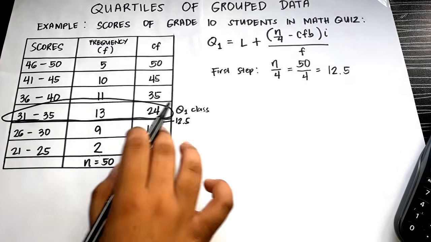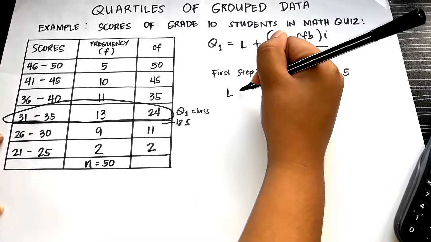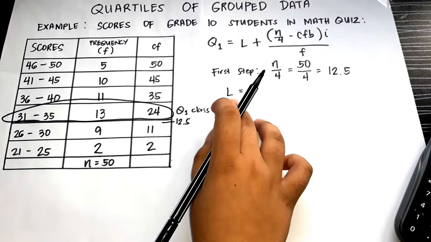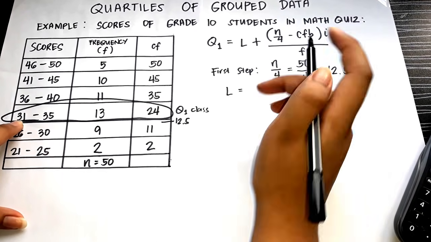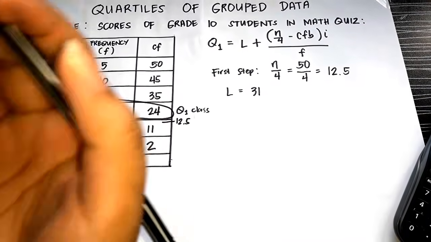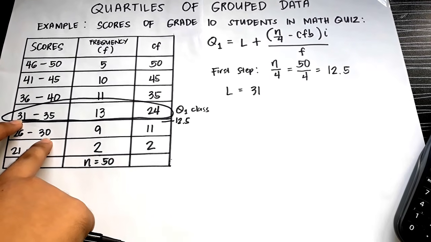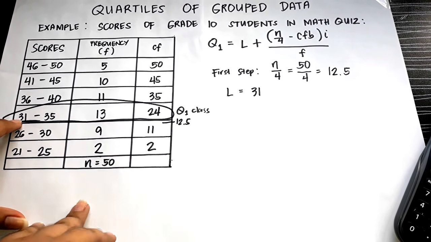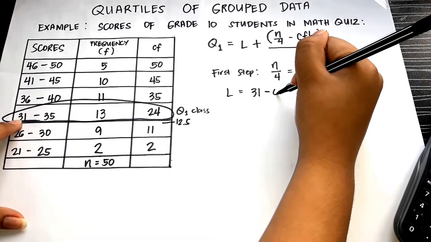Okay, now we have our quartile 1 class. We can now get L. Again, what is L? L is lower boundary. To get the lower boundary, we have to get the lowest score of our quartile 1 class, which is 31. And then, since we're talking about lower boundary, meaning yung boundary nung last score bago yung lowest score ng ating quartile 1 class, that is 31 minus 0.5.